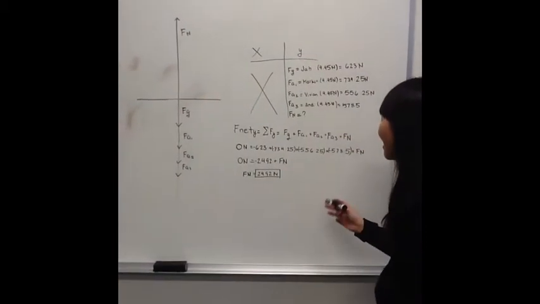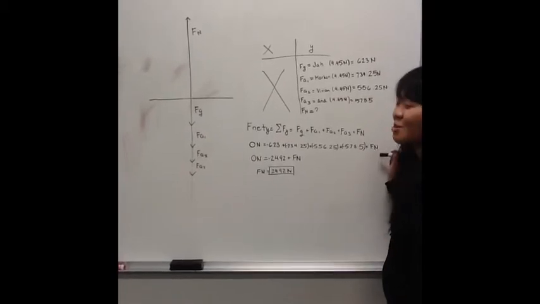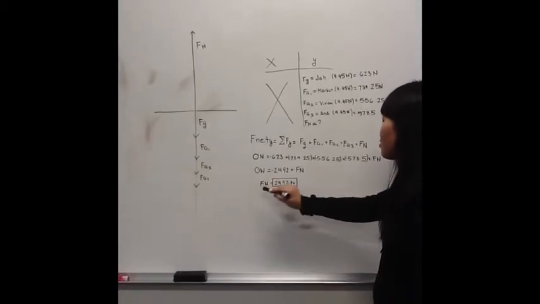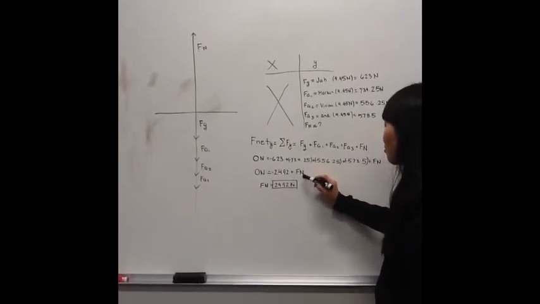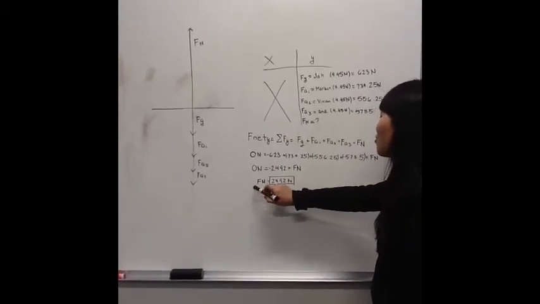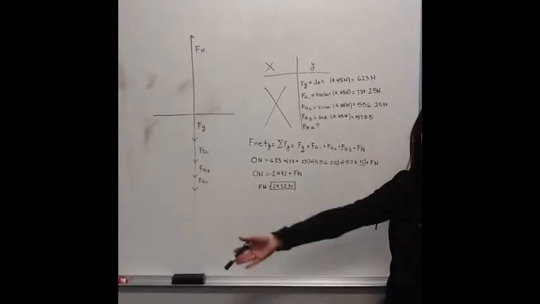-734.25 plus -556.25 plus -578.5 plus the normal force, which would equal -2492 plus the normal force, and which would make the normal force 2,492 newtons. Yay!